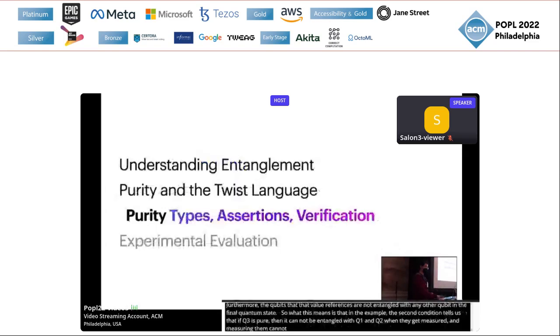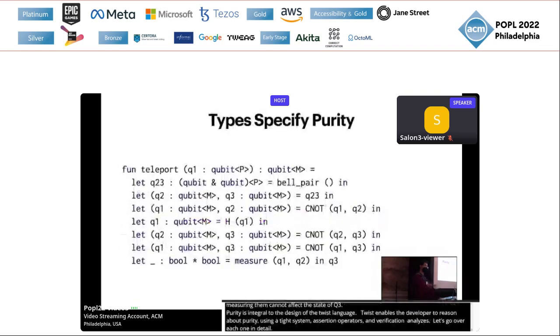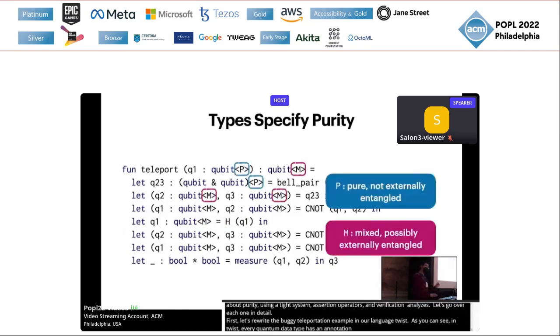Purity is integral to the design of the Twist language. Twist enables the developer to reason about purity using a type system, assertion operators, and verification analyses. Let's go over each one in detail. First, let's rewrite the buggy teleportation example in our language Twist. As you can see, in Twist, every quantum data type has an annotation, P meaning pure or M meaning mixed. A pure expression is one that is not entangled with any other in the program, whereas a mixed expression may be entangled.